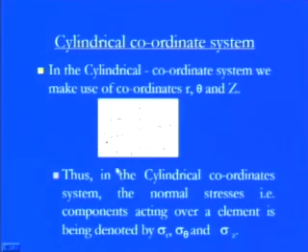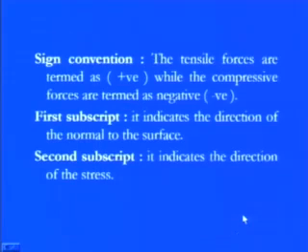So if you see these things, you will find how these components are set up within the cylindrical body. This is sigma theta, sigma z, and sigma r. Thus in the cylindrical coordinate system, because here we are only concerned about the normal stress component, where the force is perpendicular to the concerned area, the normal stress components acting over the element are denoted sigma r, sigma theta, and sigma z.